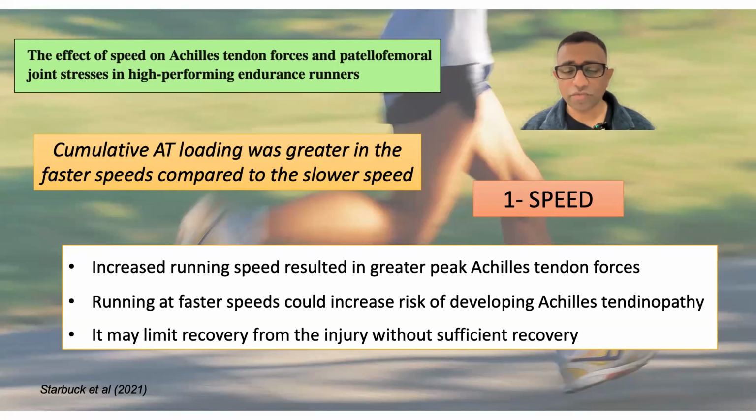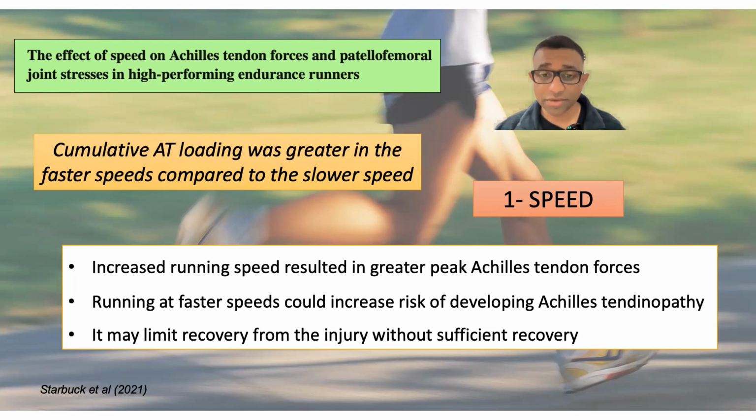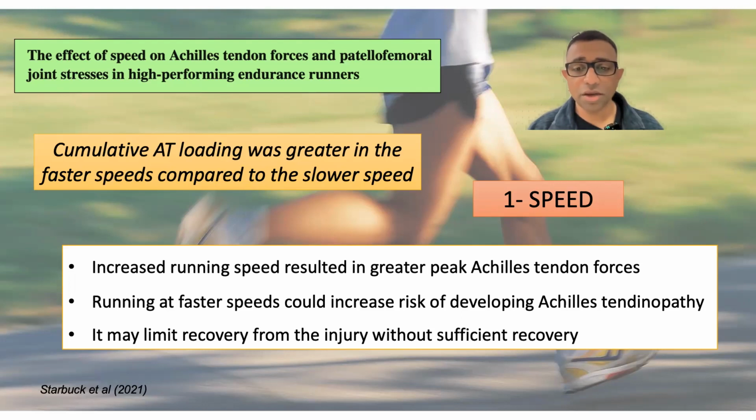Have they had a spike in training volumes? Running at fast speed without adequate recovery can potentially lead to a higher risk of developing Achilles tendinopathy as well. So maybe the recovery is not adequate, maybe they didn't have the strength reserve, and maybe it was too much too soon. So that's one of the first things I would check: have they had any increase in speed?